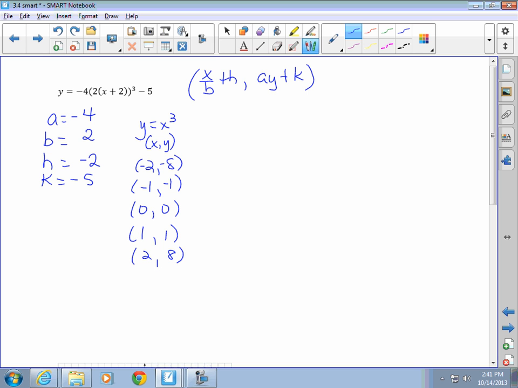Now my first transformation: I'm going to do my a and my b together. What I'm really doing is y equals negative 4 times (2x) cubed. I'm not worrying about my h and k, I'm just doing that. So whatever my x value was, I'm dividing it by b, in this case 2, and my y I'm multiplying by negative 4. This is going to look like x divided by 2.